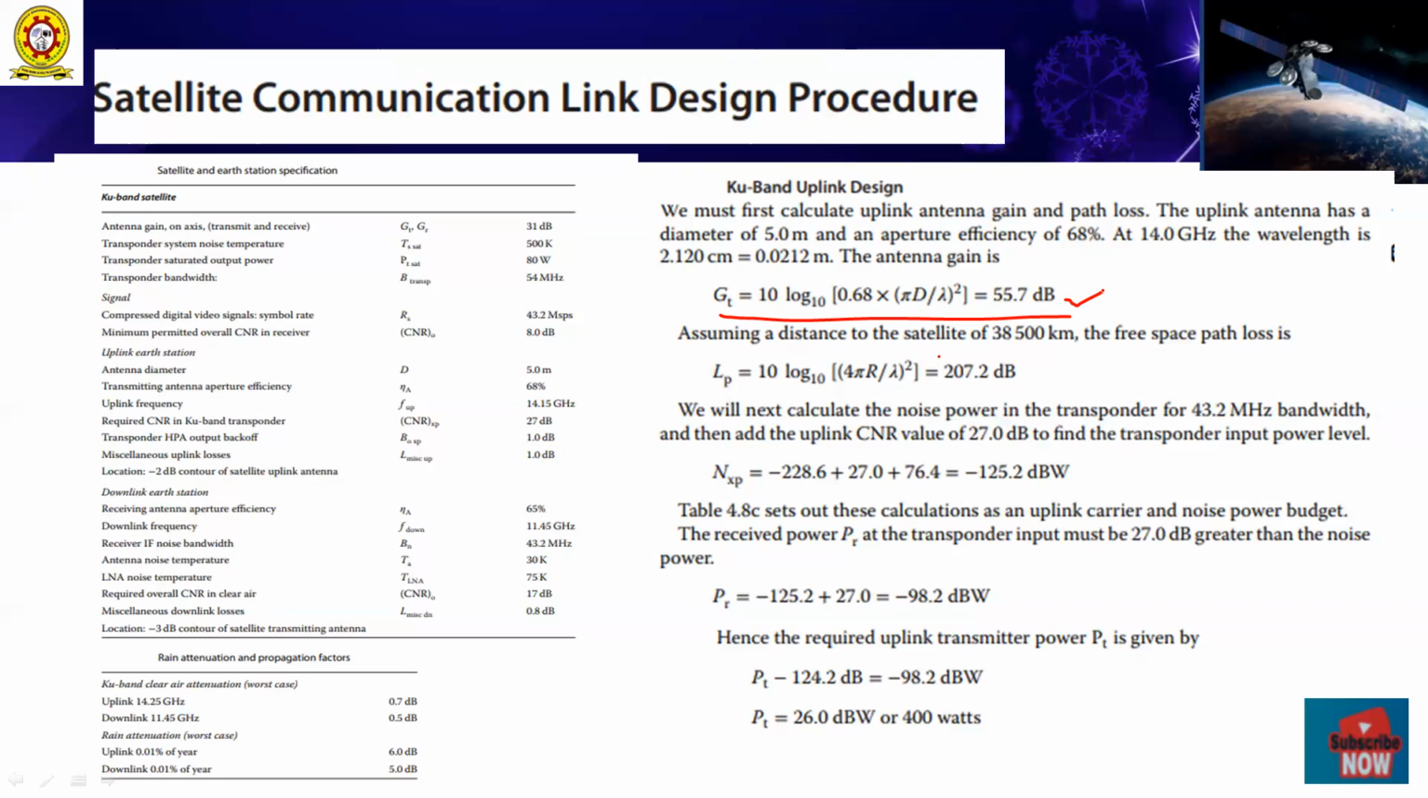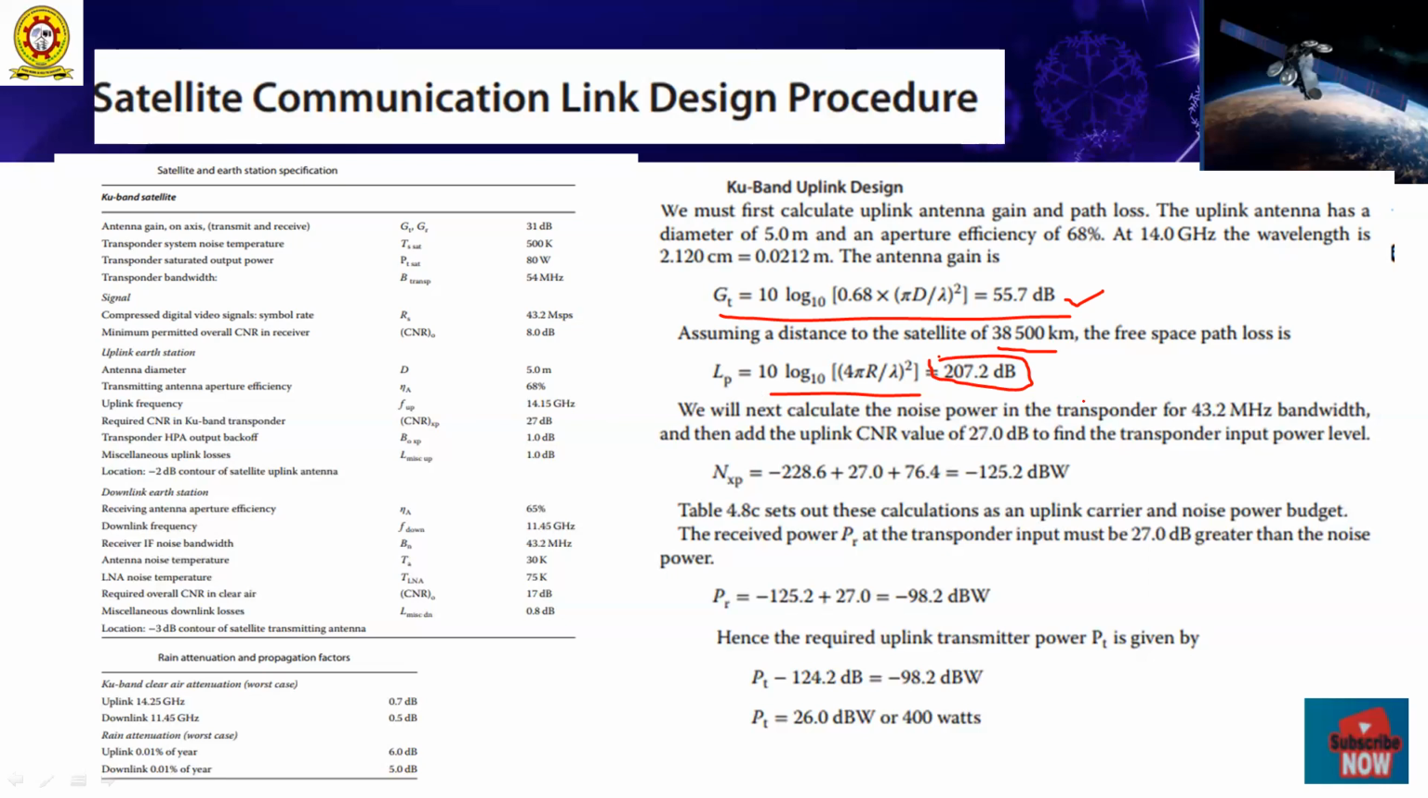The same illustration can be used to calculate the path loss also. Just recall the path loss formula, 10 log of (4 pi r by lambda) squared. In that formula, the distance to the satellite from the ground Earth station equals 38,500 kilometers. So this path loss is calculated as 207 decibels.